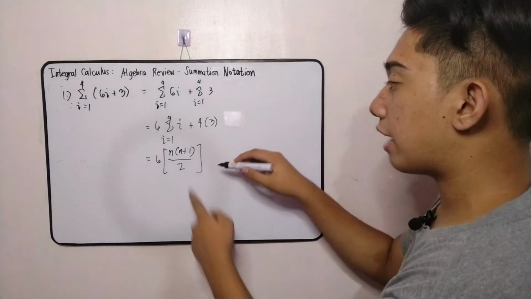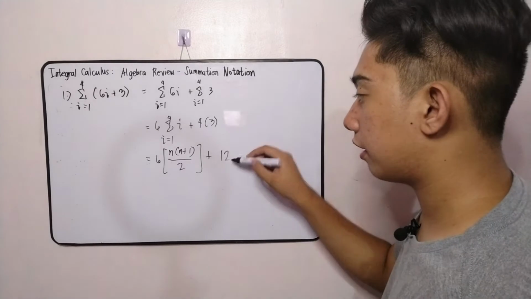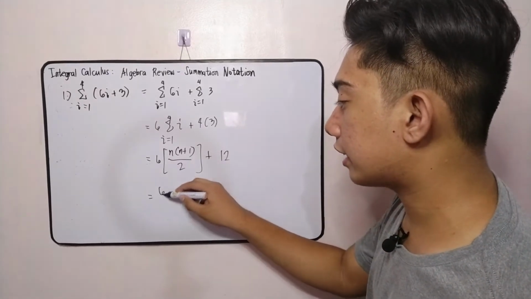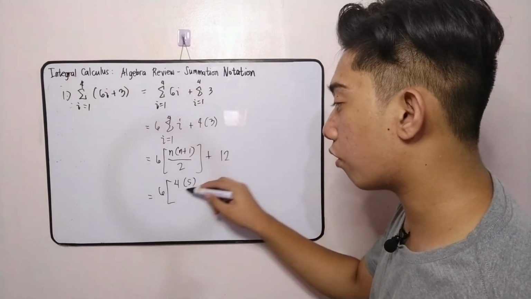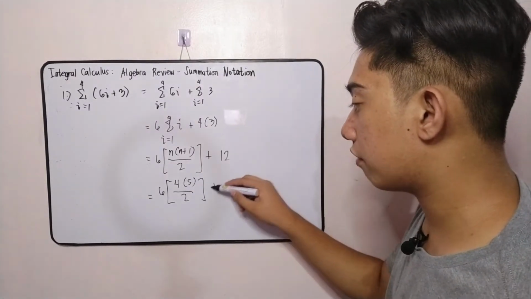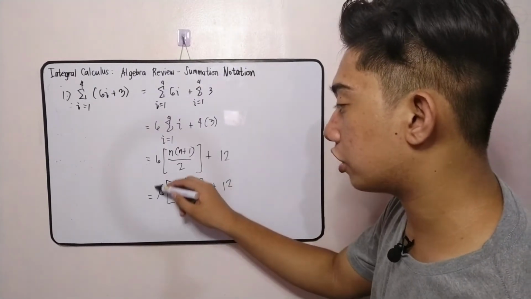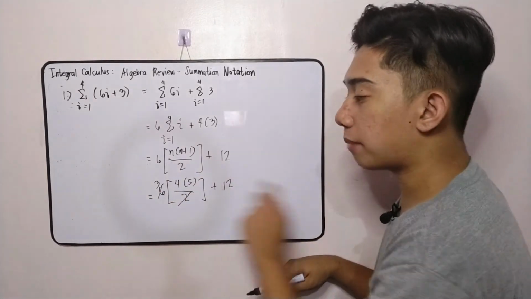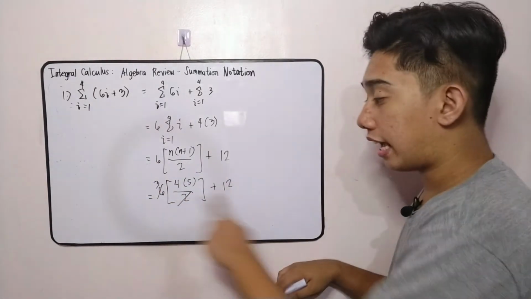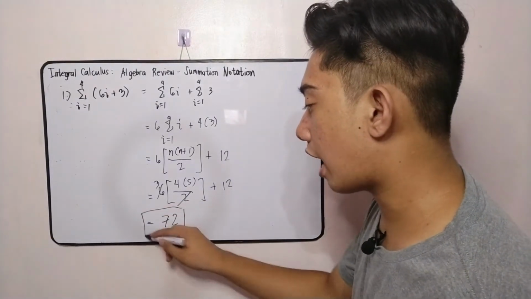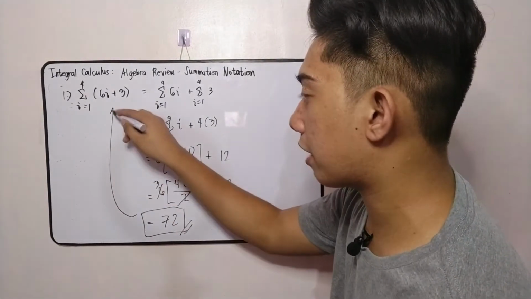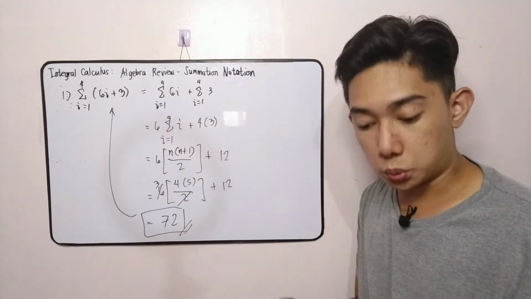Okay? Then 4 times 3 is 12. And 6 times the quantity 4 times 4 plus 1, which is 5, all over 2, plus 12. You cancel this one out. This becomes 3. 3 times 4 times 5 is 60. Plus 12, we have 72. So therefore, the sum of this expression is 72.